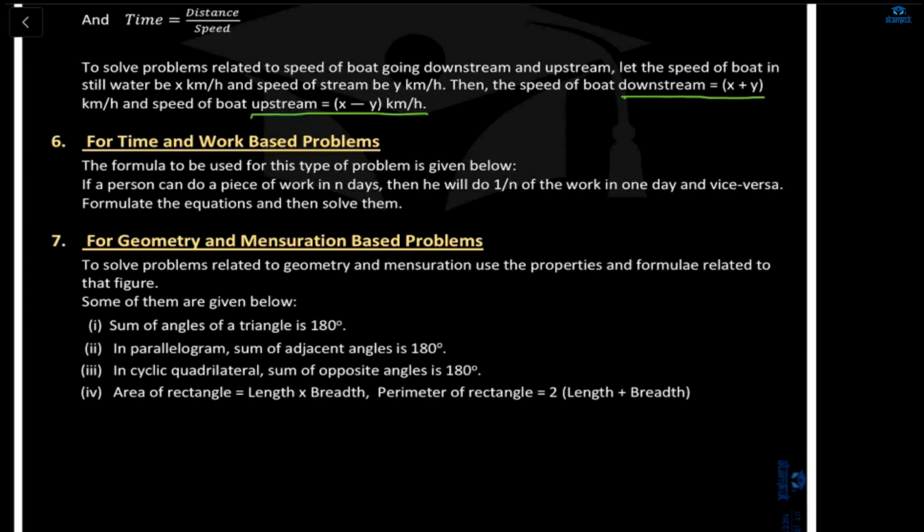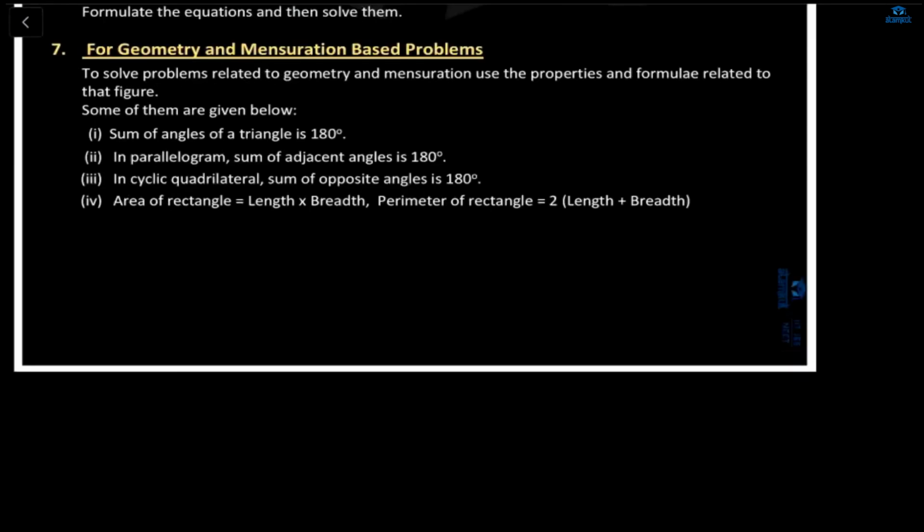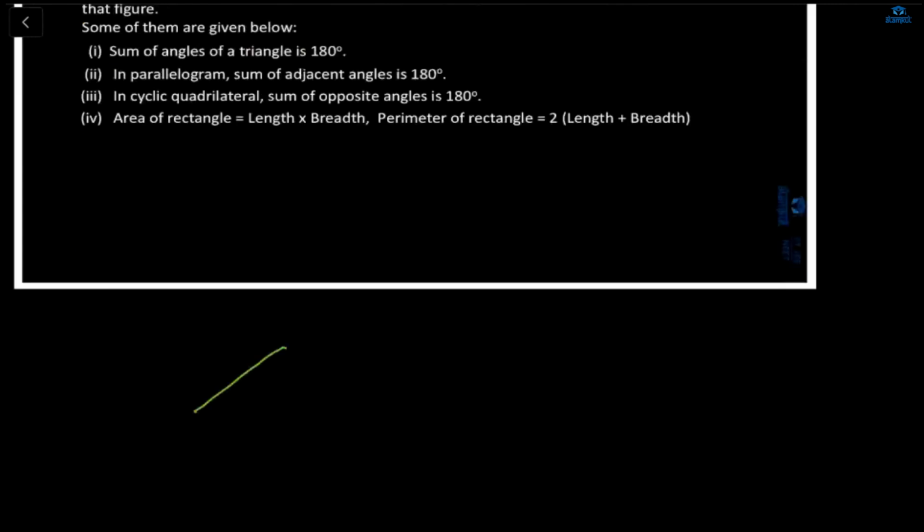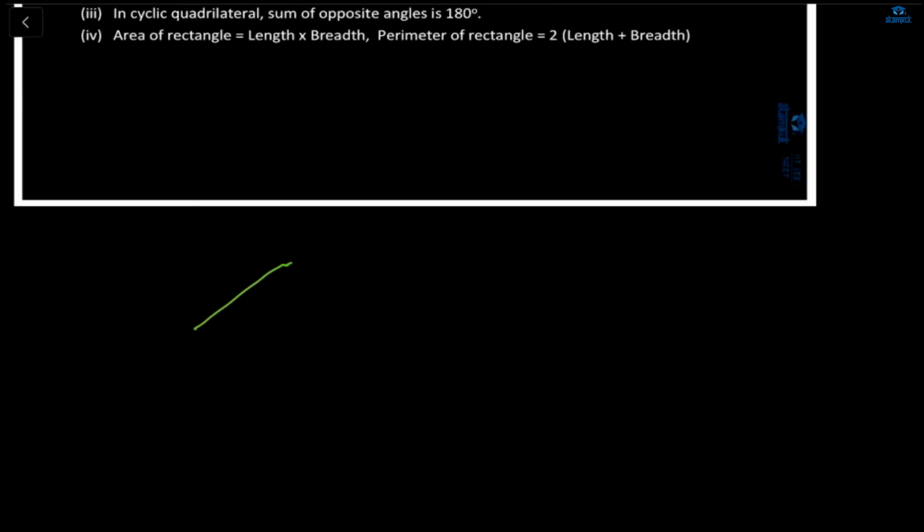Actually, you are asking what a cyclic quadrilateral is. Just wait. It is like this: you can draw a circle around it. This is a quadrilateral, drawn in such a way that all of its vertices lie on the circle. This you can say is a cyclic quadrilateral.